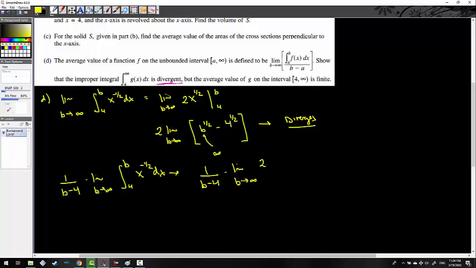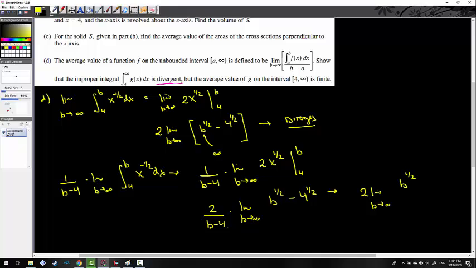It's going to be 2x to the 1/2 on 4 to b. This 2, that's a constant, I'll kick it out on the average value here. So I'm going to say 2 over b minus 4 times the limit as b goes to infinity of b to the 1/2 yet again, minus 4 to the 1/2 yet again. Now I'm going to do something that I rarely ever do. This constant on the outside, I'm actually going to kick it in partly. I'll say 2 times the limit as b goes to infinity of b to the 1/2 minus 2 over b minus 4. Now, forget about this 2 for a second.